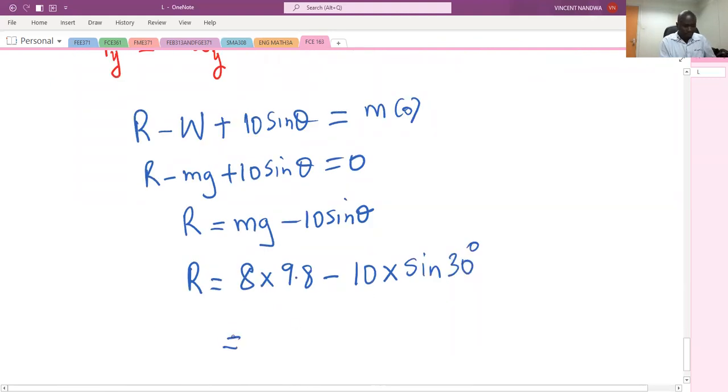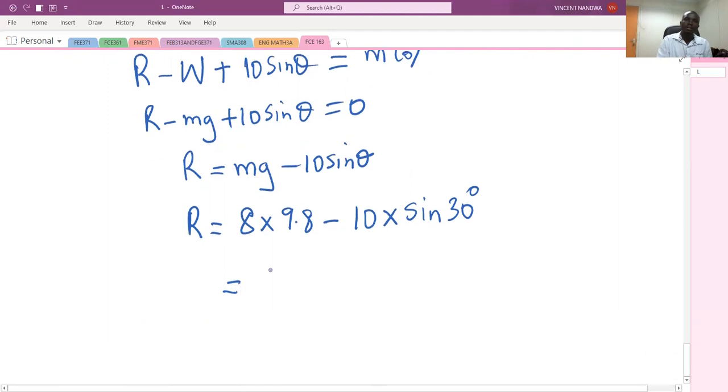So this will give us 8 times 9.8 minus 10 sine of 30 degrees. That will give us 73.4 newtons as the size of the normal reaction force. So that is what we get for that given problem. Thank you.